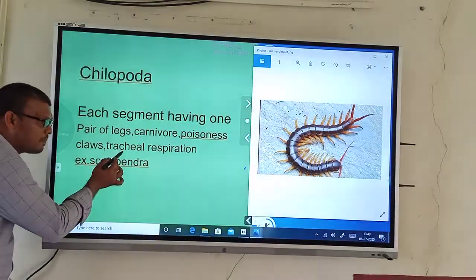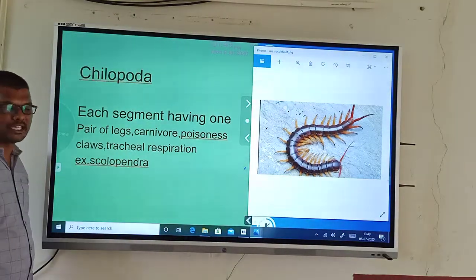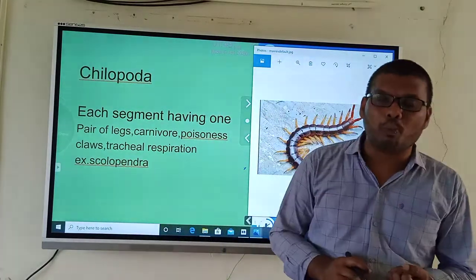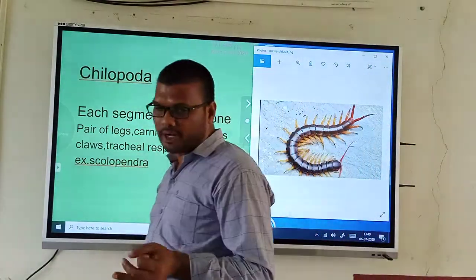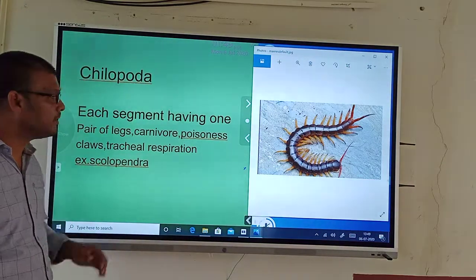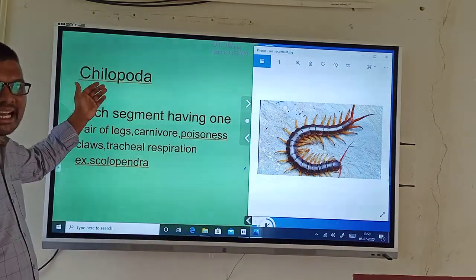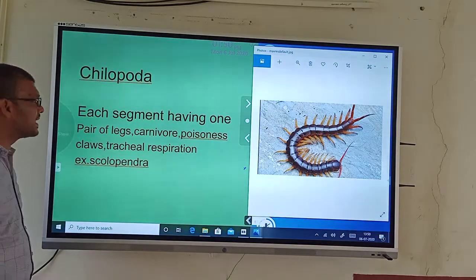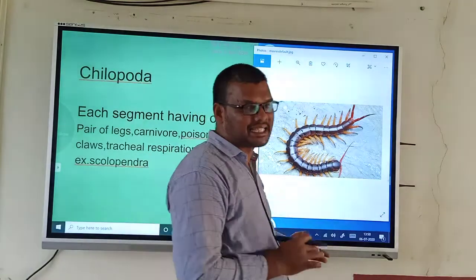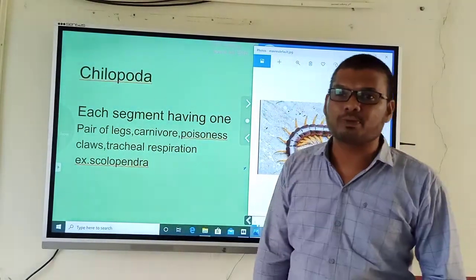the respiration is what type of respiration? Tracheal respiration. Here, if you observe Xiphosura, the respiration is through book gills, and for Arachnida, the respiration is through book lungs. If you observe crustaceans, the respiration is through gills. But for Chilopoda, Diplopoda and Insecta, the respiration is what type of respiration?